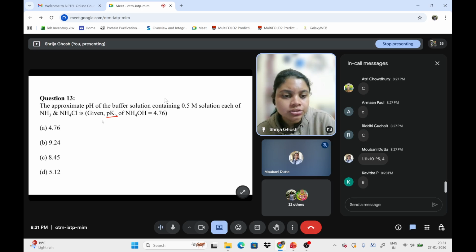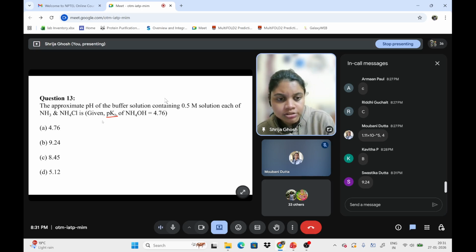Quickly do this question. The calculation for this is also very simple because the salt and base concentration is same, so you should be able to get the answer quickly. Concentration of salt and base is same, so log of 1 is 0, just if you don't know. Okay, Swastika has already calculated. What about others?